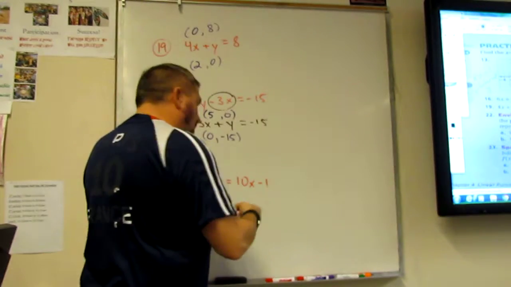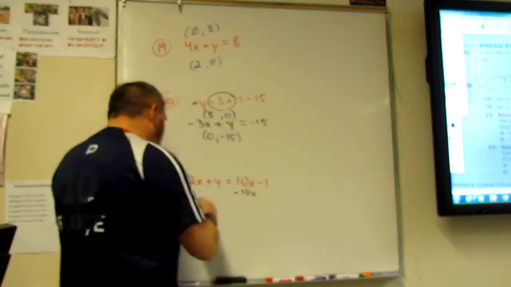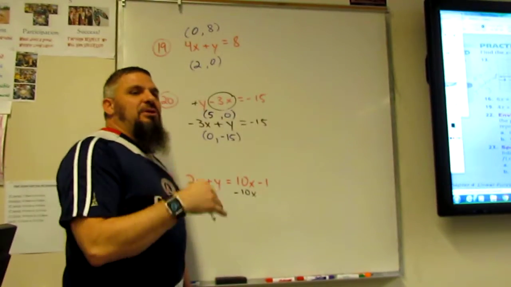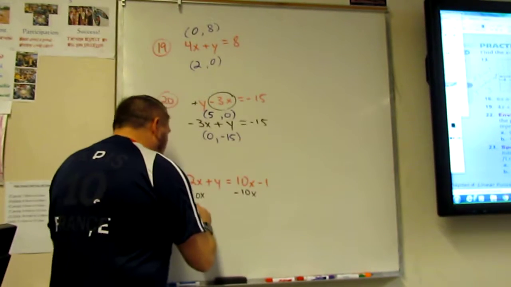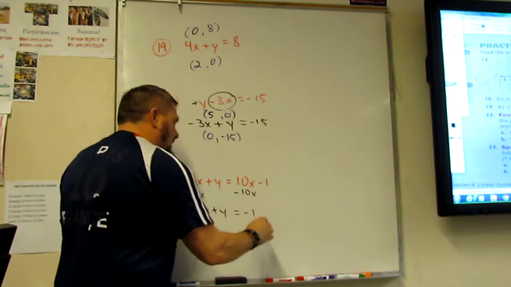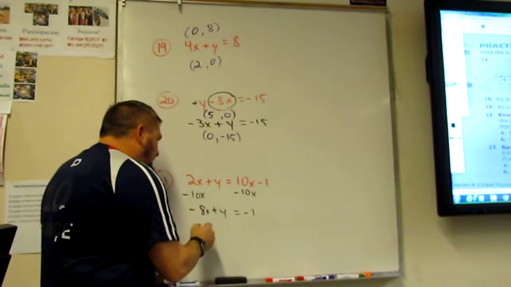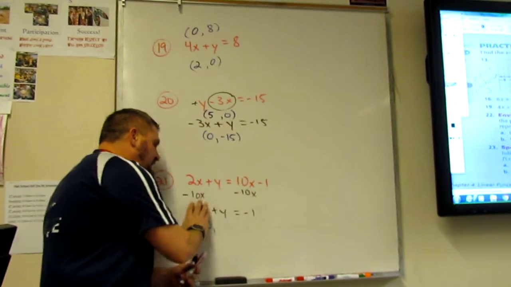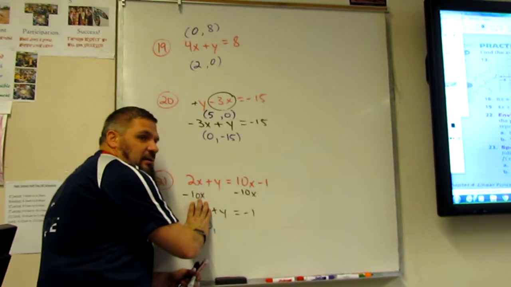So I'm going to subtract 10x, and I'm going to subtract 10x. And when I take 10 from 2, what do I get? Negative 8. Good. Negative 8x plus y equals negative 1. Okay? And so now if I plug in a 0 for x, that covers up the x, correct? So what is y? Negative 1.